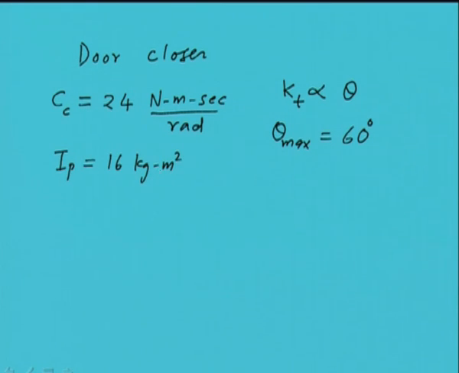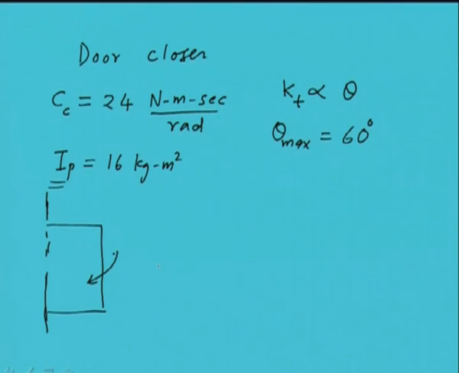If we have a door like this, then about this axis, about which the door opens, the polar mass moment of inertia Ip is 16 kg meter square. Now once we have defined the problem, our aim is to obtain what initial velocity of the door we should have, so that when we close the door with a certain force, it should not hit the frame of the door. So let us see how we can get this answer.